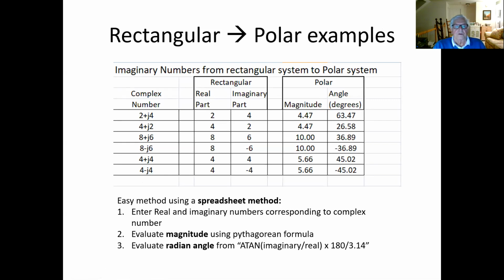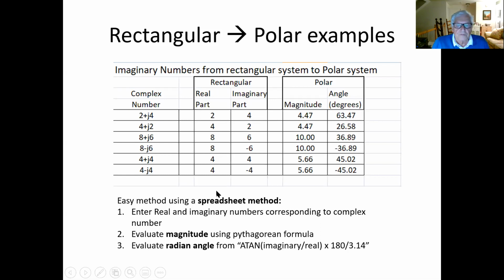So how do we convert from rectangular to polar examples? Well, if we have 2 plus j4, the real is the 2, and the imaginary is the 4. The magnitude is the square root of 2 squared plus 4 squared, giving us 4.47. And the angle is the arctangent of 4 over 2, giving us 63.43, and so forth. And you can do the same for the rest of the things.